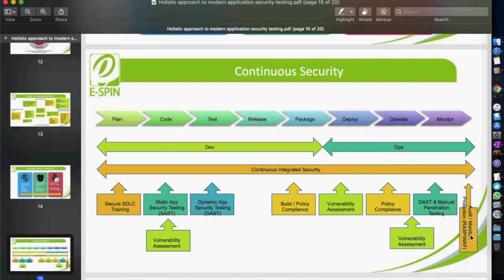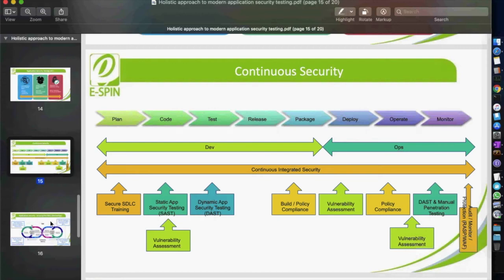So audit, monitor, and then protection, all those things are to make sure that application performance, load, and security are all properly covered. That is more on the monitoring phase.